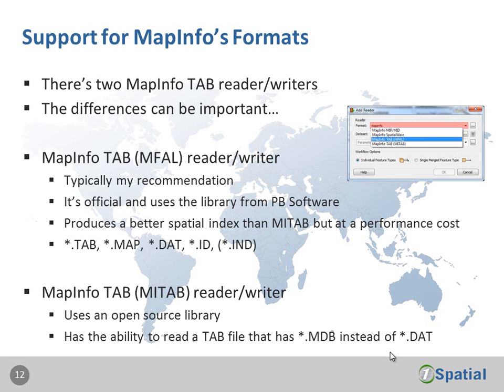Those of you that work with MapInfo know that there are a number of files that are found in a tab file. The tab file itself is the header information, the map contains the geometry, the DAT has the attribution, and the ID links the 2 together. If you have 1 or more columns in your data that has an index on it, the IND file will exist as well. The MyTab Reader Writer is slightly different.